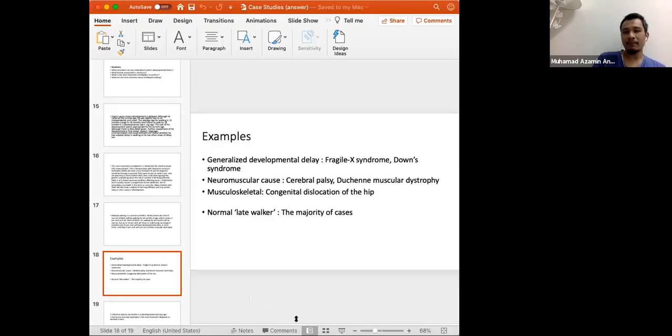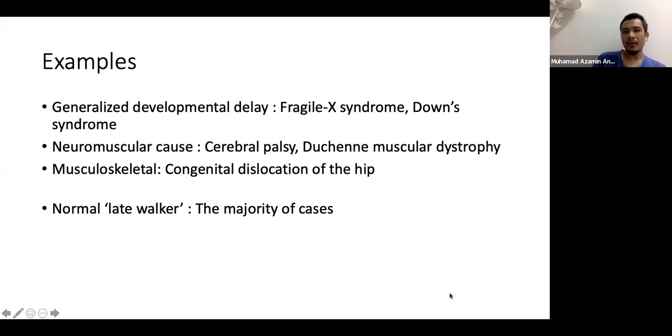Okay. So I'm just going to share my slide regarding the differential diagnosis. Can you see that? So if you worry about global developmental delay, and there is any sign of dysmorphic features, then it could be Down syndrome. Sometimes it could be Fragile X syndrome as well. If you talk about neuromuscular causes, it could be cerebral palsy or Duchenne muscular dystrophy. If you think about musculoskeletal causes, then you think about congenital dislocation of the hips.